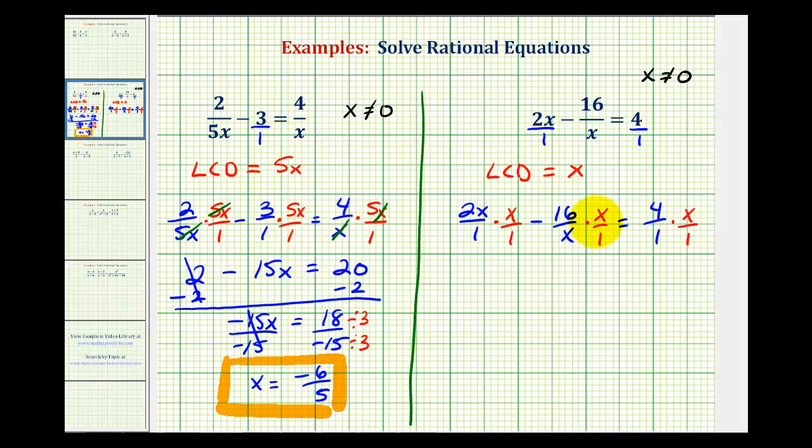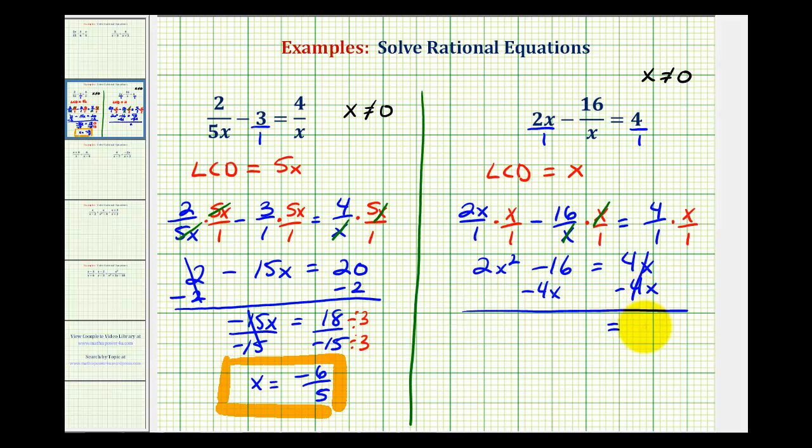Notice here's the only factor that simplifies out. We have x over x, which equals 1. But notice how now all the denominators are 1, so we've eliminated the fraction. So here we have 2x squared. This will be minus 16 equals, this will be 4x. And now we have a quadratic equation to solve. So let's set it equal to 0 and see if it factors. So we'll subtract 4x on both sides of the equation.